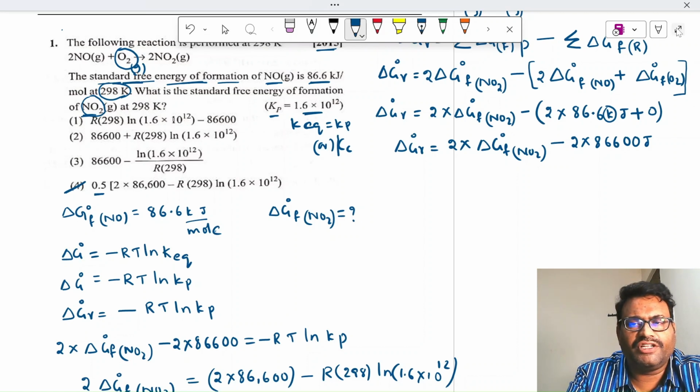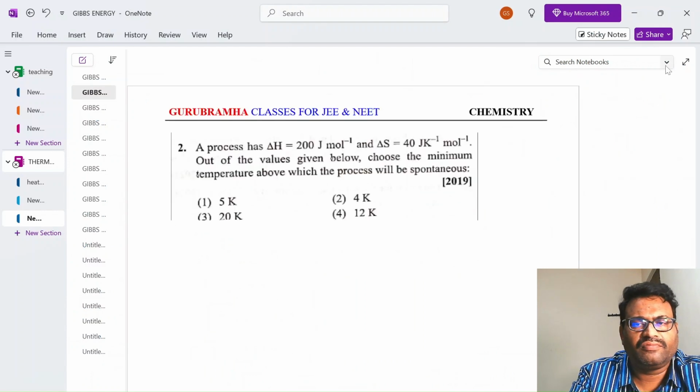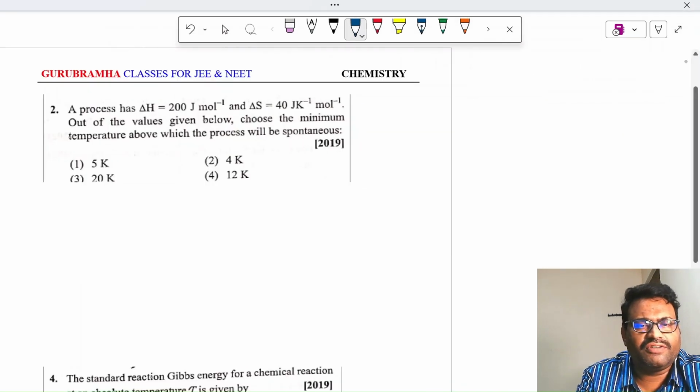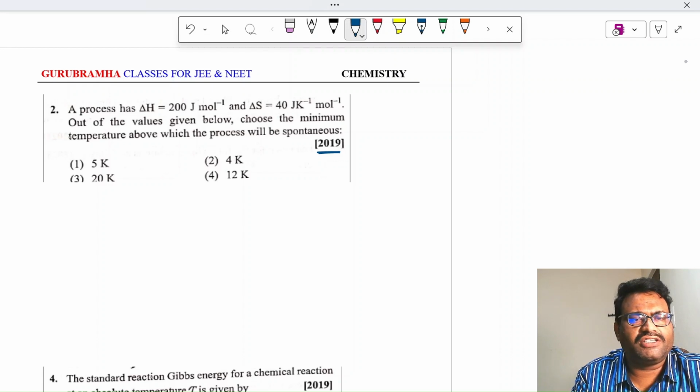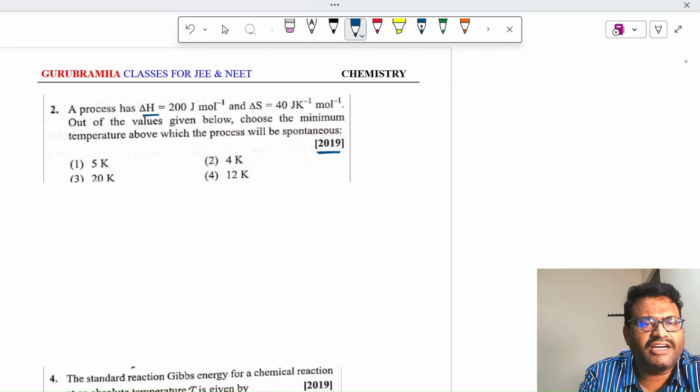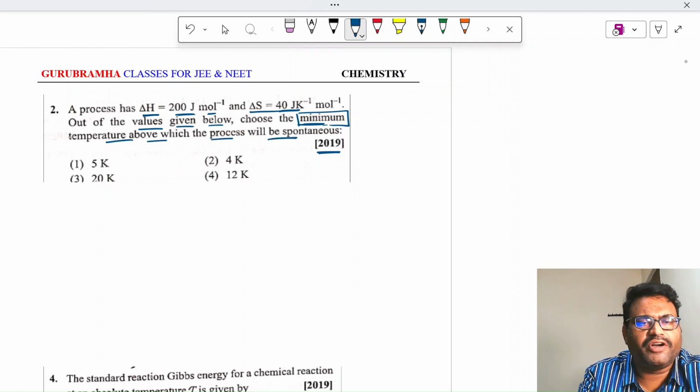Okay, so let us go with the next question. The question given is from 2019. So what is that question? Let us see. A process has delta H equal to 200 joule per mole and delta S equal to 40 joule per Kelvin per mole. So delta H and delta S are given. Out of the values given below, choose the minimum, this is important, minimum temperature above which the reaction will be spontaneous.